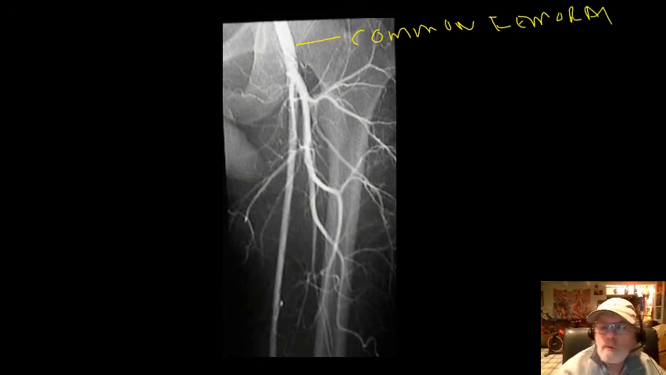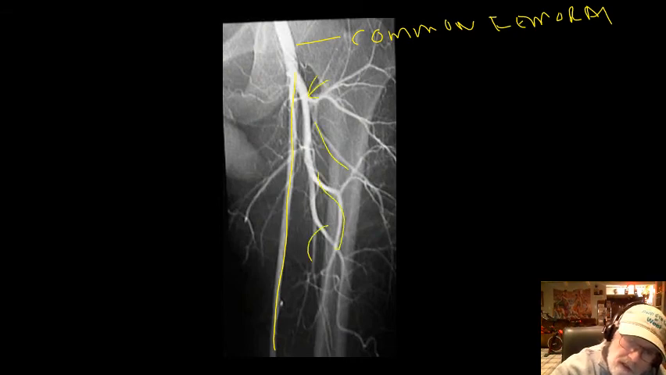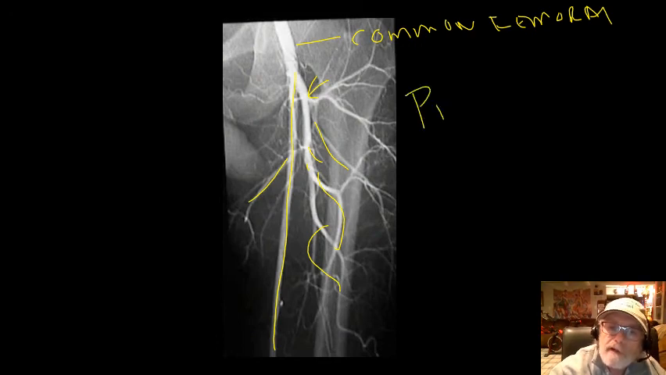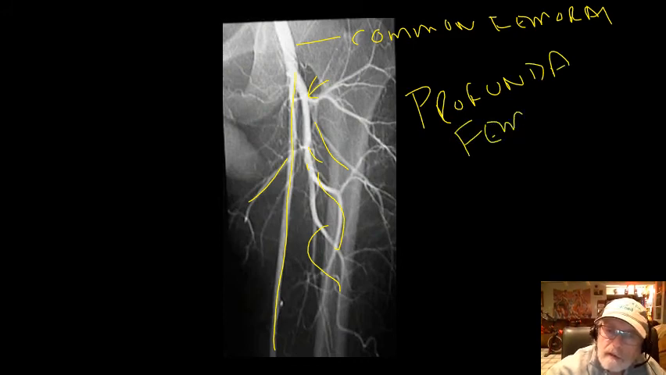And what happens is once it gets down below that crease, the common femoral continues right there and looks pretty benign. Nothing's much happening. There's really not much of a branching off the femoral artery once it gets to a certain point. However, this area right here, these little branches and all these squiggles coming off right there, that's called the profunda femoris, or the deep femoral.